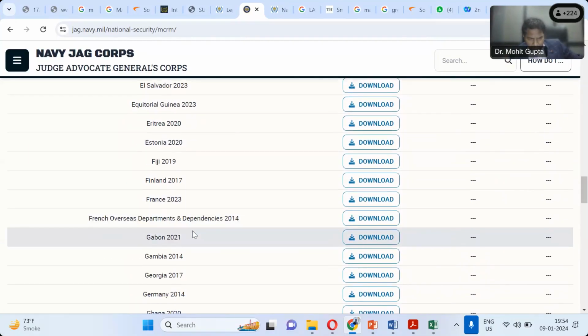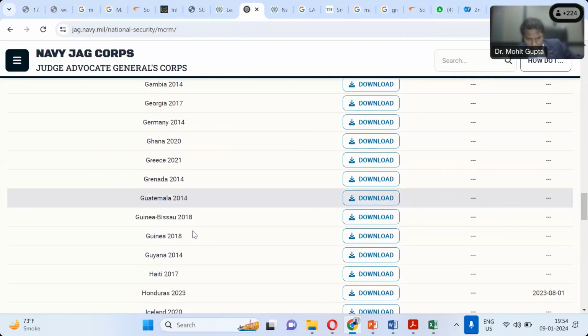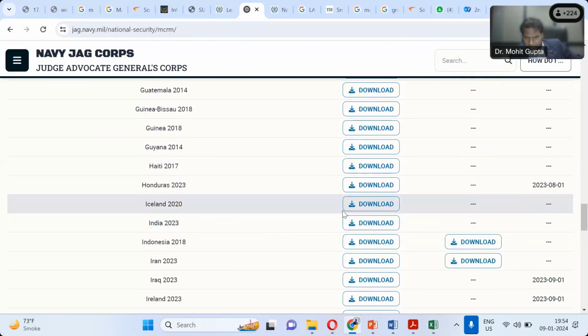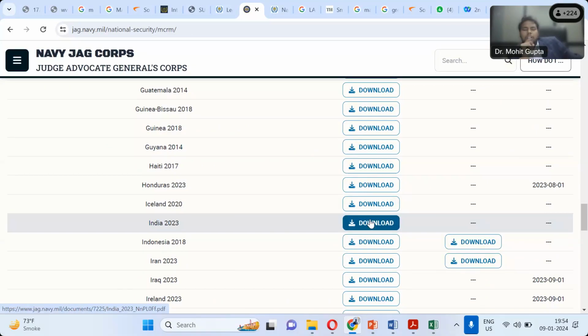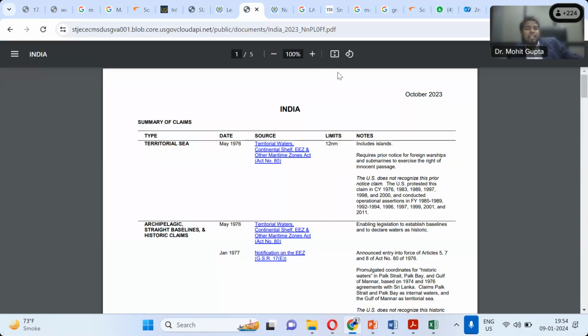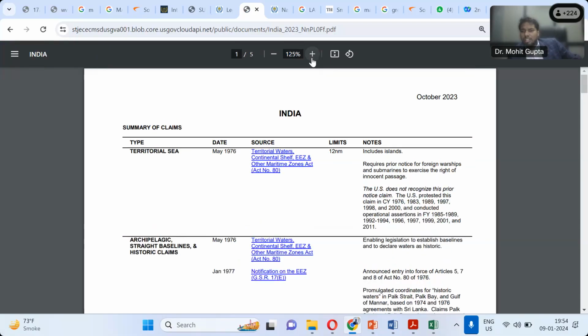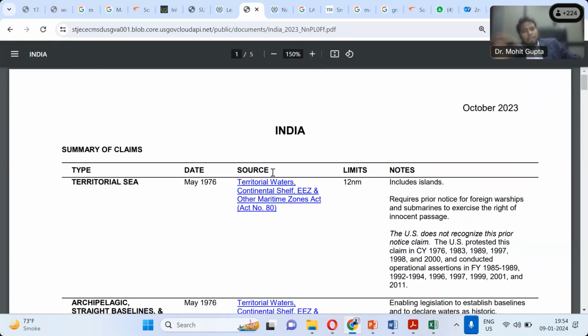Now, if you download these reports, for instance, if I go to India and download the report related to India, in this report I will find what the legislations in India are which are relevant for implementing the law of the sea convention. So if you want to know about the domestic laws of any country related to any aspect of ocean governance, this is the easiest way.